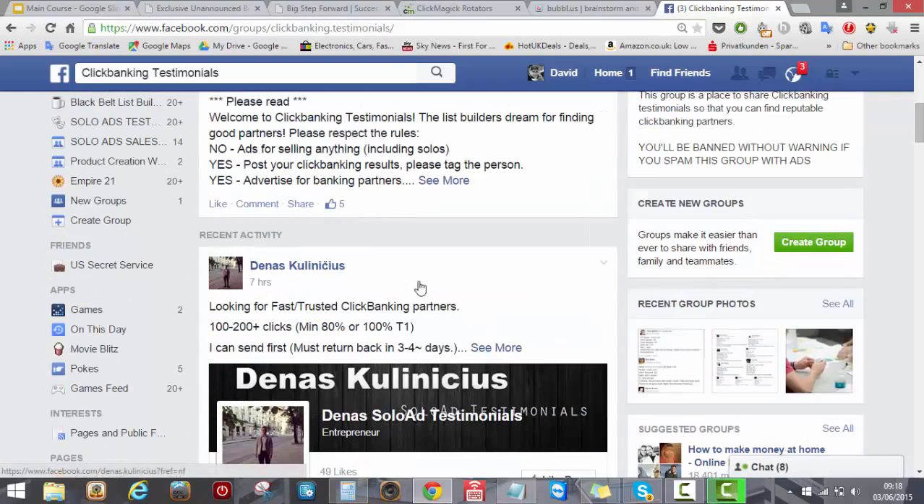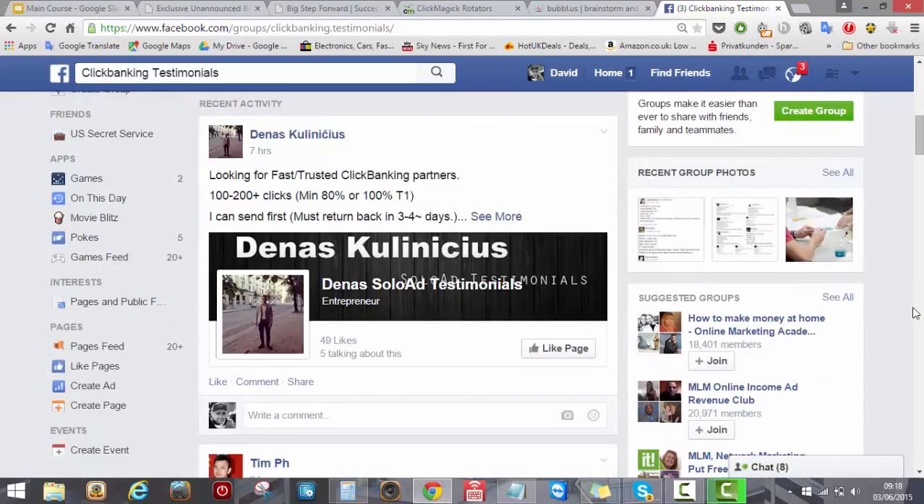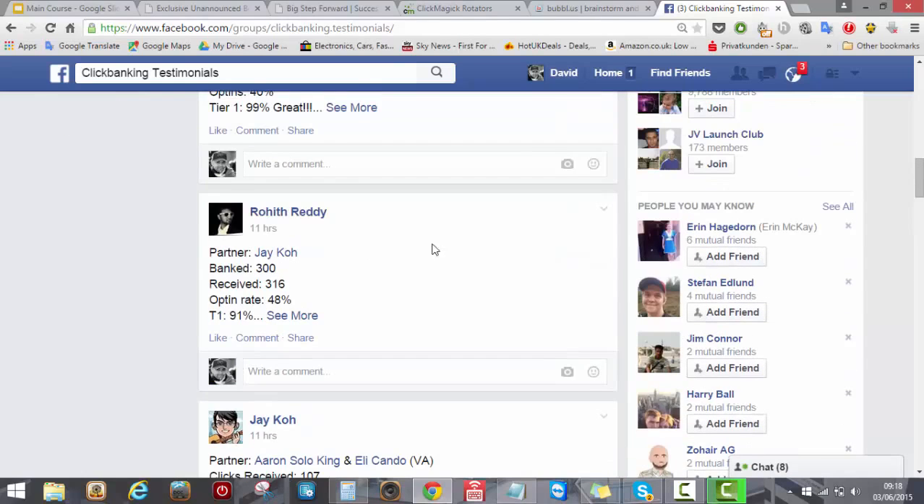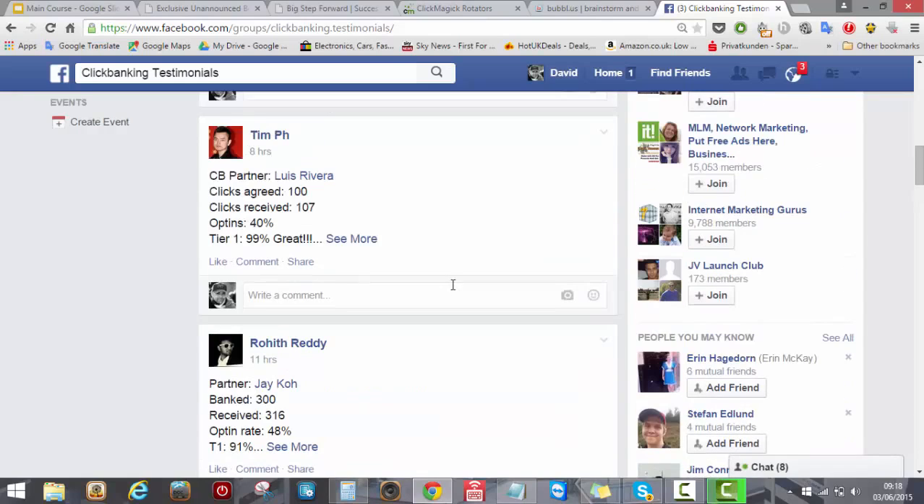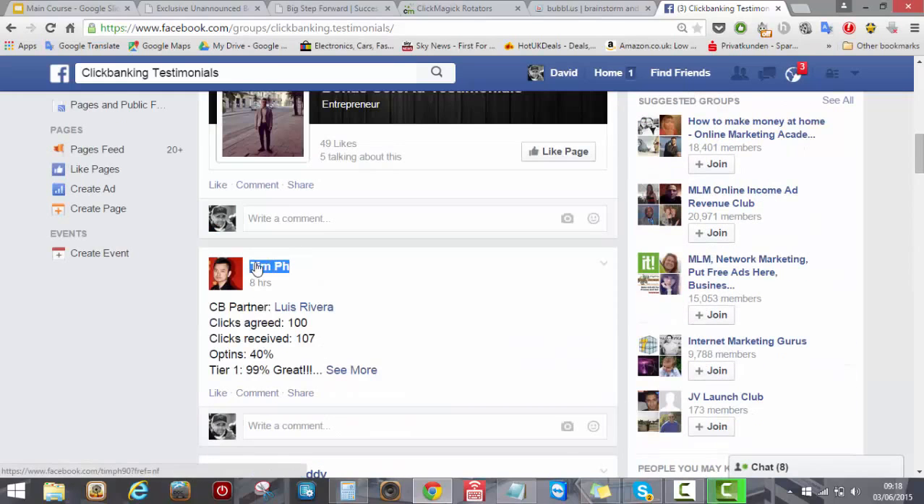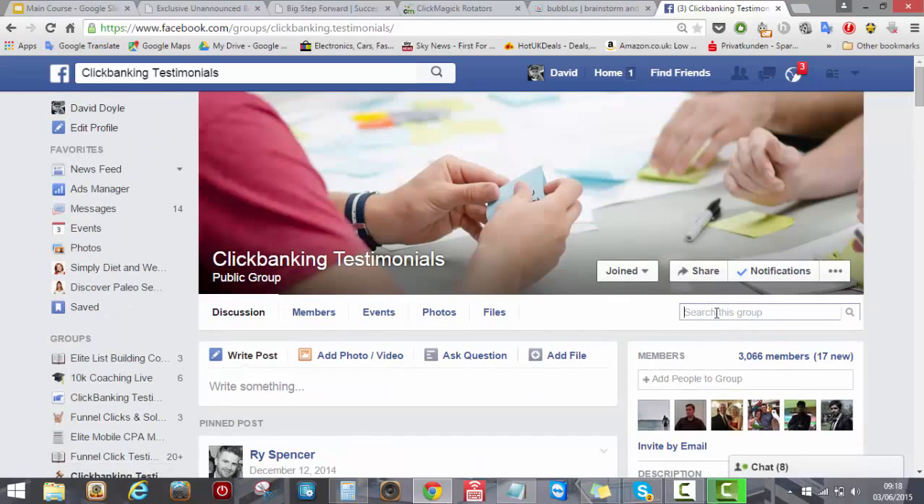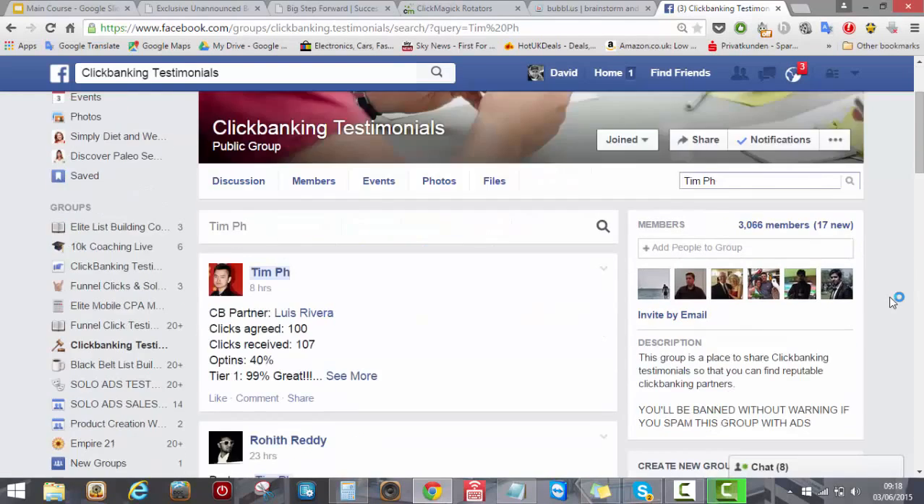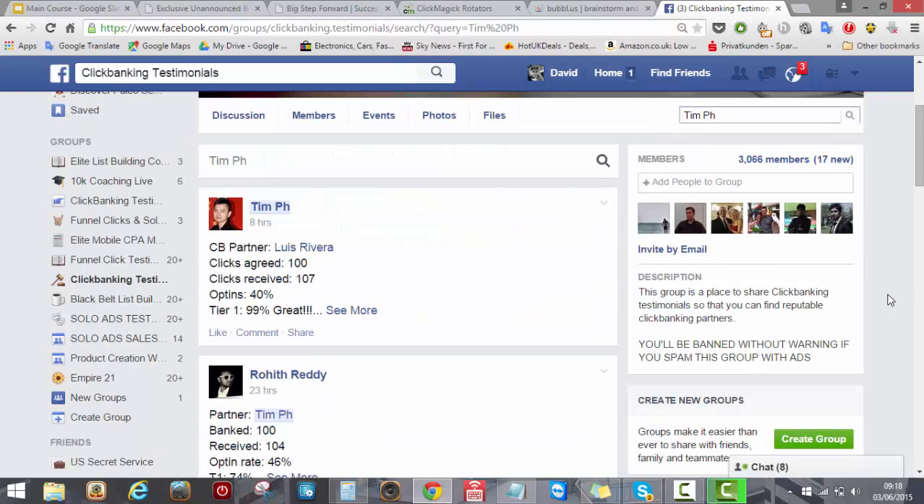And we can see Dennis, or Denas, again from the previous group, so he's really active. Tim again. I think Tim would be a really good person to approach. Let's just take Tim's name here, see how active he is within this particular group here. Has just over 3,000 members. I'm a member of this group as well. These are mainly the two groups that I use. I don't really use any other groups.